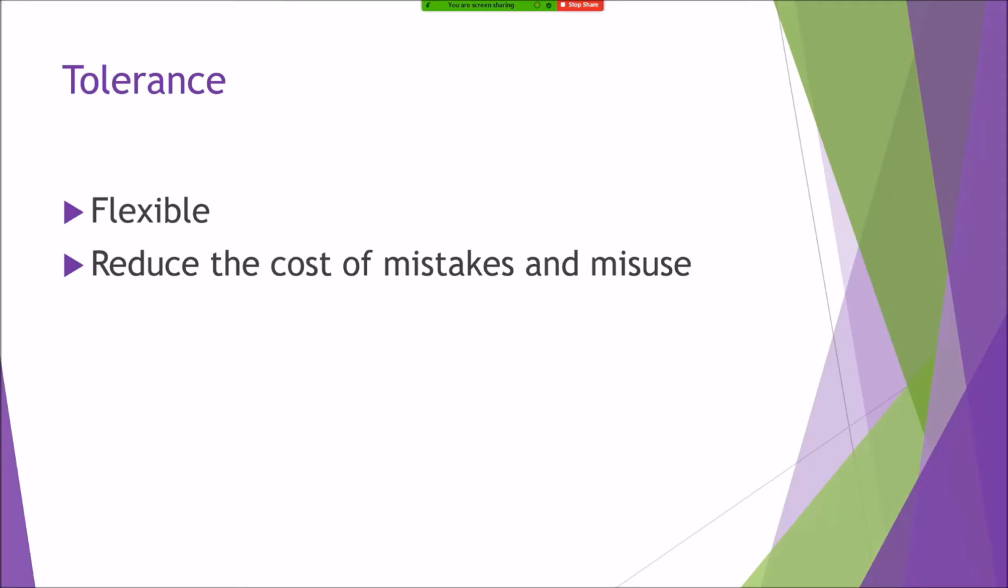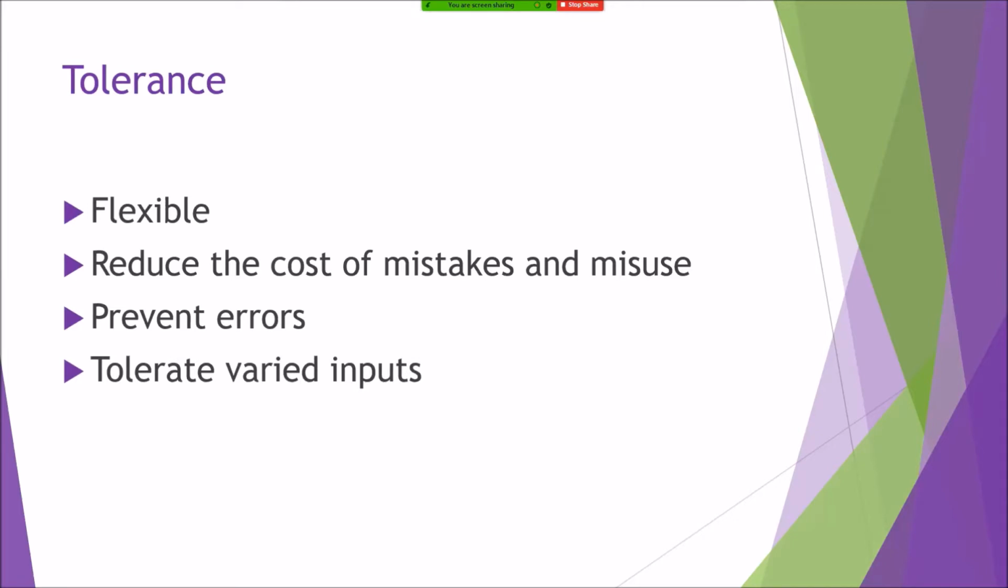And the third principle, tolerance, makes it the responsibility of the application to serve the user's needs and not vice versa. So we want flexibility. We want to reduce the cost of mistakes and misuse. We want to prevent errors, and we want to tolerate very varied inputs. We reduce mistakes and misuse by implementing validations as often as necessary to disallow or warn of, say, destructive procedures, and to keep the user on track.